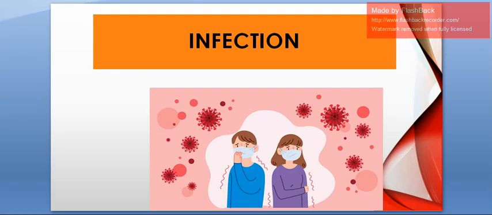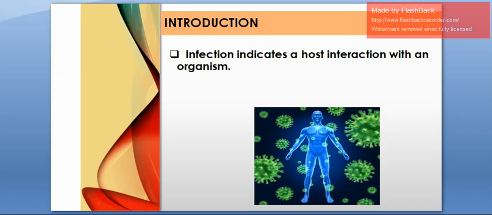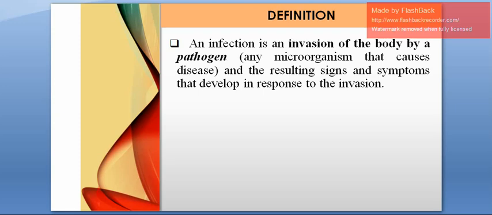The next topic we will be dealing with is infection. Infection indicates a host interaction with the organism. Most of the time, infection happens when any pathogen enters inside the body. The definition of infection is invasion of the body by a pathogen. Here the pathogen will usually be the microorganism that invades the body. Once the microorganism invades the body, it will result in certain signs and symptoms. That is referred to as infection.